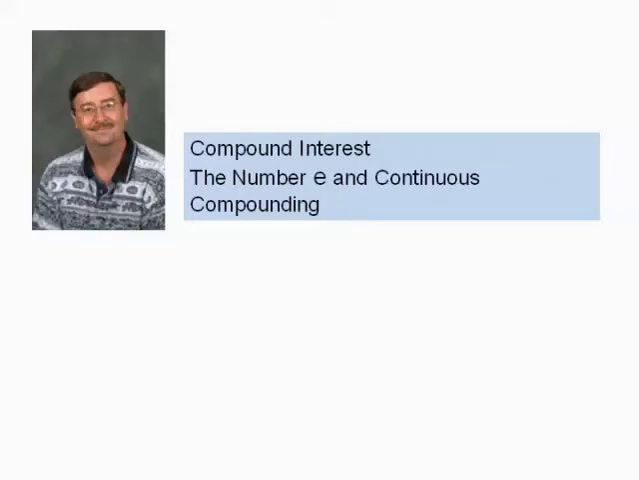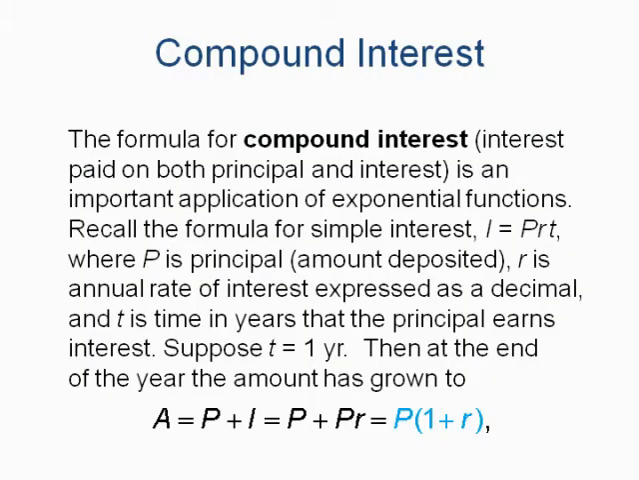Hi again, Professor Bob Young, and in this video we're going to look at compound interest, the formulas your bankers love to use with you, and the number e and what is called continuous compounding. The formula for compound interest, which is interest paid on both principal and interest, is an important application of our exponential functions that we've begun.